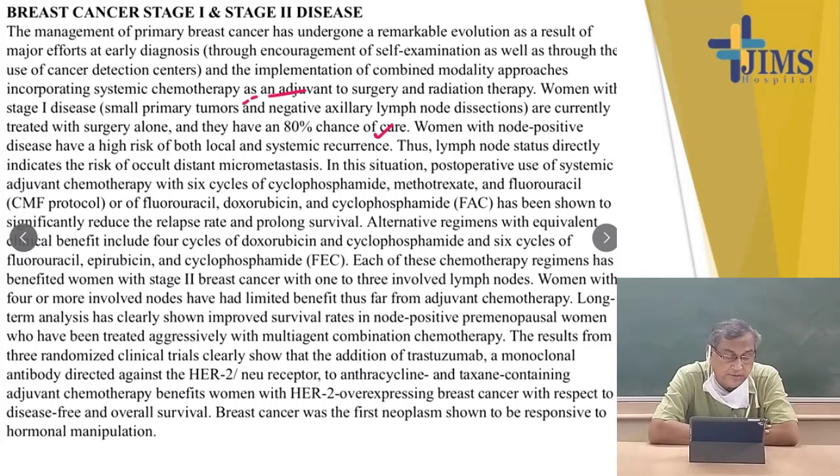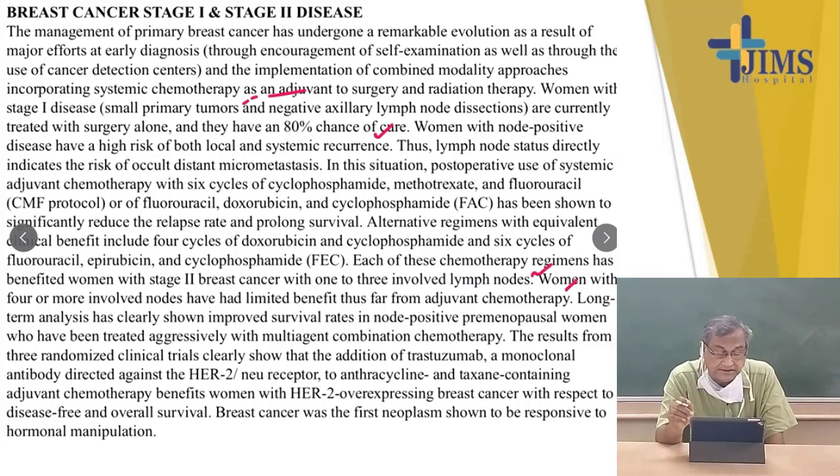Alternative regimens with equivalent benefit include 4 cycles of doxorubicin and cyclophosphamide and 6 cycles of fluorouracil, epirubicin, and cyclophosphamide. Each of these chemotherapy regimens has benefited women with stage 2 breast cancer with 1 to 3 involved lymph nodes. Women with 4 or more involved nodes have had limited benefit, thus far, from adjuvant chemotherapy. Long-term analysis has clearly shown improved survival rates in node-positive premenopausal women who have been treated aggressively with multi-agent combination chemotherapy.